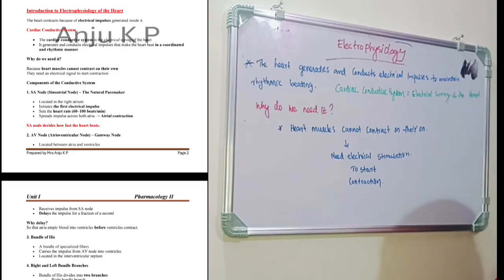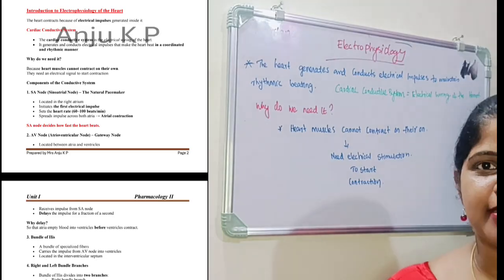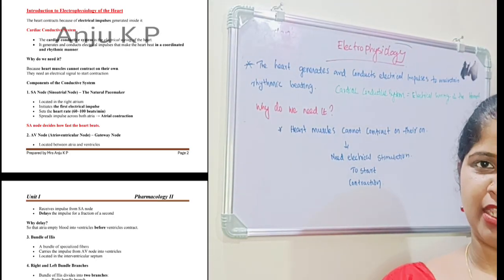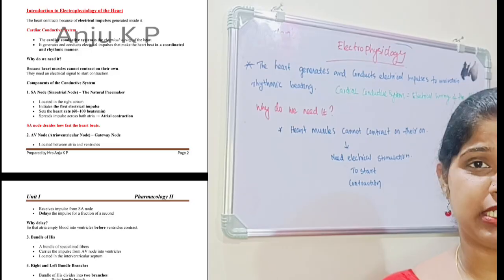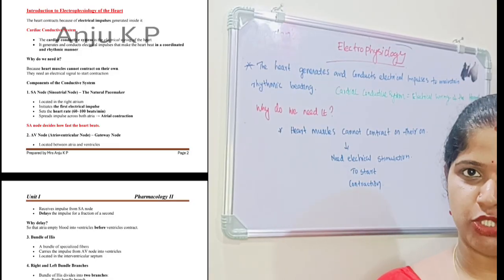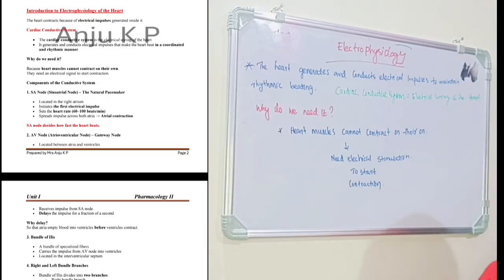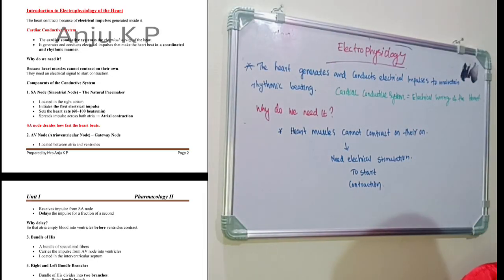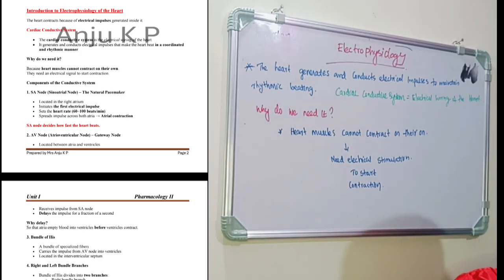Electrophysiology. Electrophysiology means the heart is beating, right? How is it beating? Actually, the heart can't beat by itself. For that we require an electrical stimulation. So that stimulation is called electrophysiology. So heartbeats, how is it happening? A stimulation will be sent to the muscles to contract. At that time we will get the heartbeat.